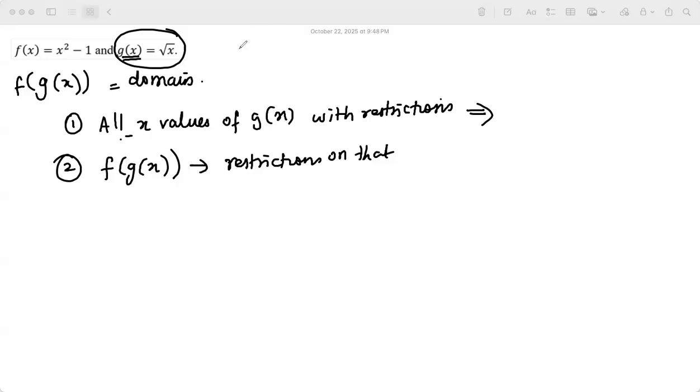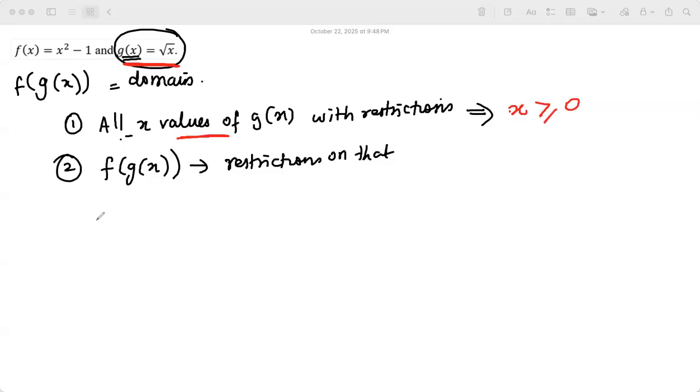Let's first do this. Now here, guys, as a first step, I need to find out the restrictions on the x values of g of x. I'll look at g of x. What are my restrictions on g of x? Whatever x is cannot be less than 0. X has to be greater than or equal to 0.